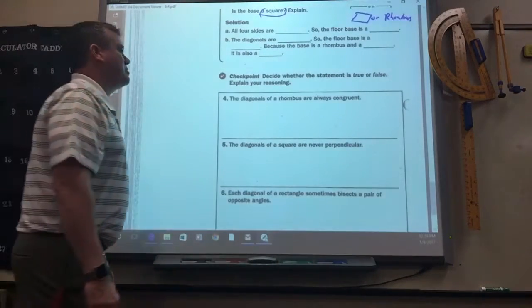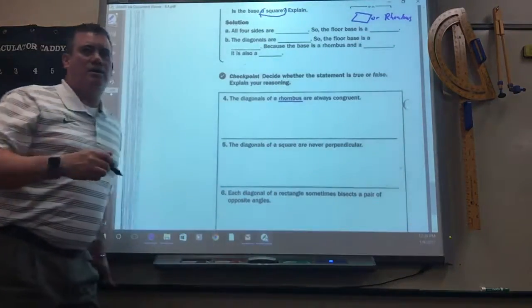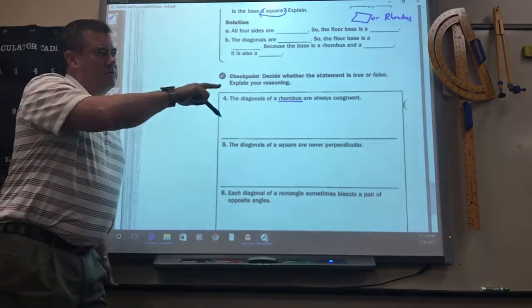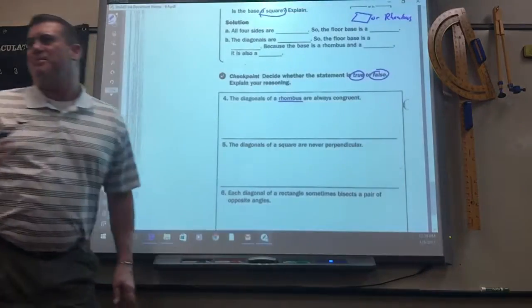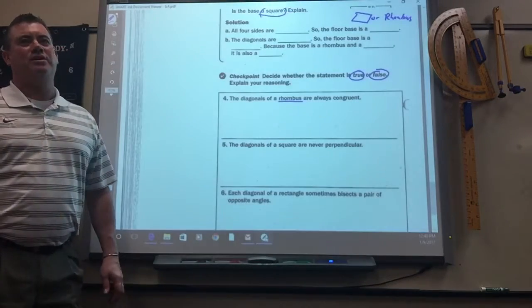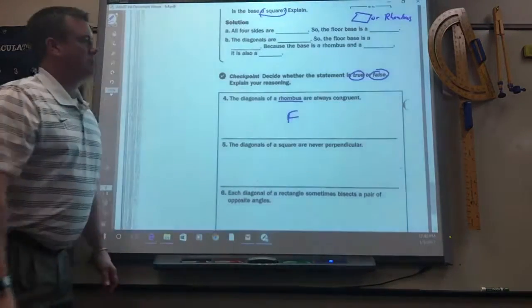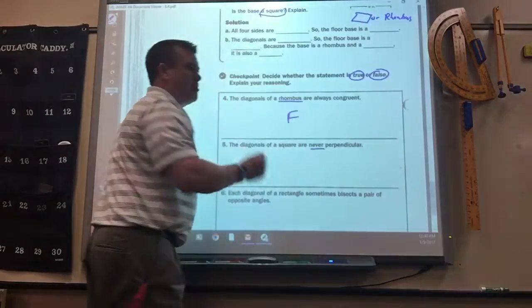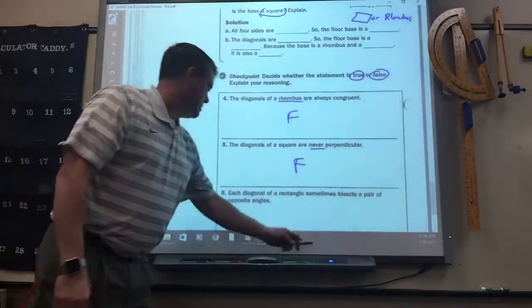Okay, true or false? The diagonals of a rhombus are always congruent. No, these are just true or false. It could be, it would be sometimes. So are they always congruent? No. False. Diagonals of a square are never perpendicular? False, they're always perpendicular.